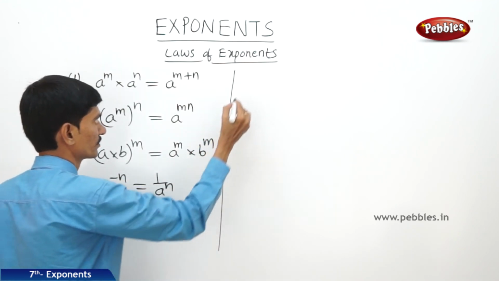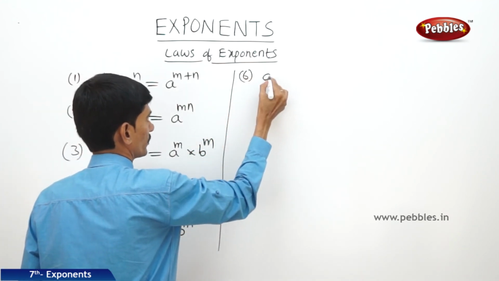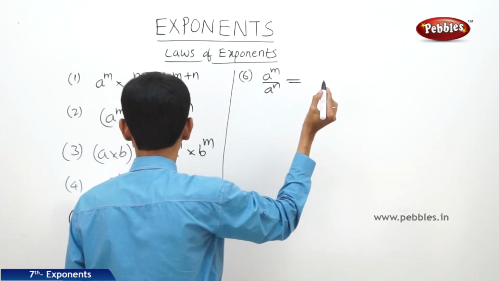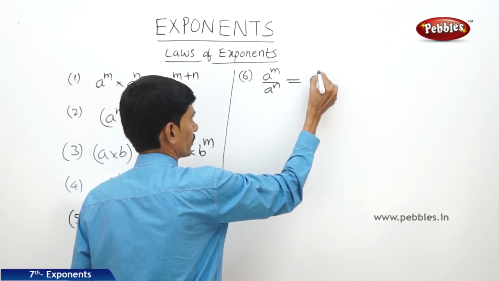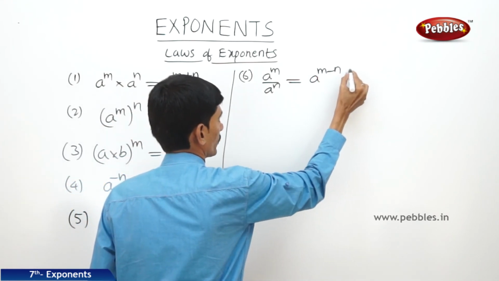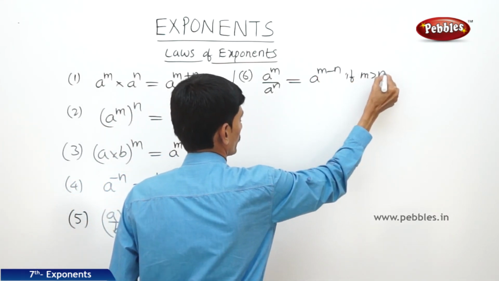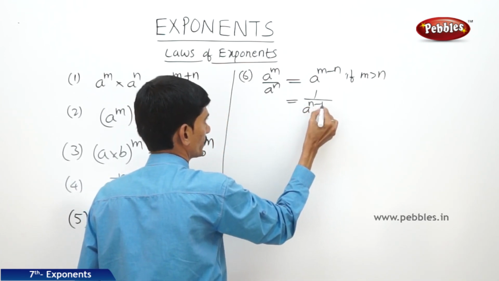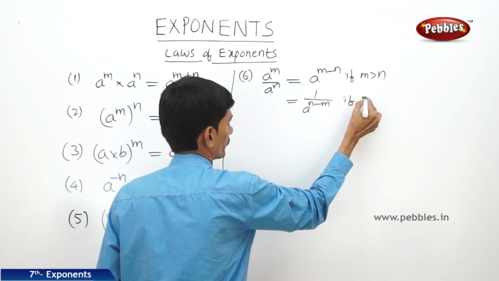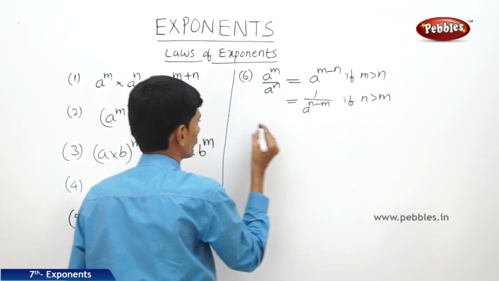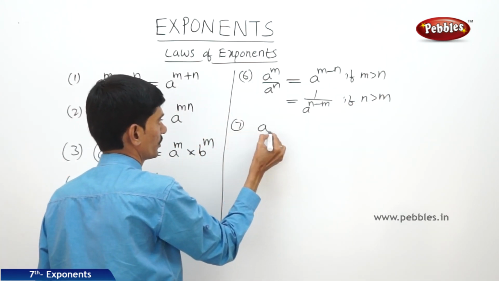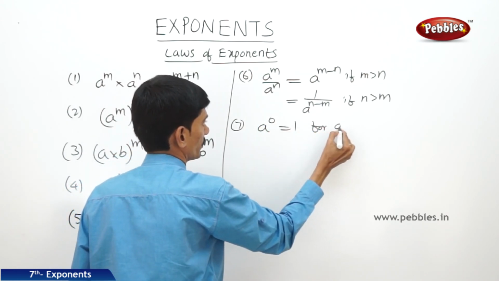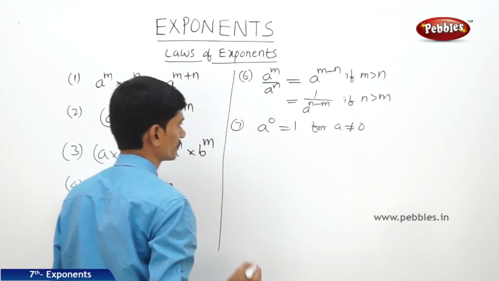The sixth one, a to the power of m by a to the power of n equals a to the power of m minus n if m is greater than n, or this equals 1 by a to the power of n minus m if n is greater than m. And the seventh one, a to the power of 0 equals 1 for a not equal to 0.